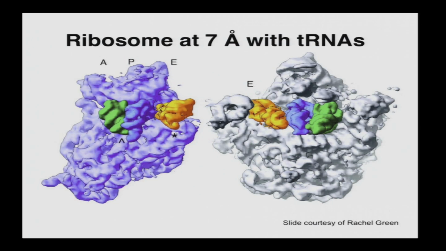There are 3 pockets that are normally distinguished within ribosomes. The A site is where the tRNA enters that's going to add a new amino acid to the growing peptide chain. The P site is where the tRNA will have attached to it the actual growing peptide, and then there's the exit tunnel, the E site, which is where the tRNA that was added a couple of residues ago exits.